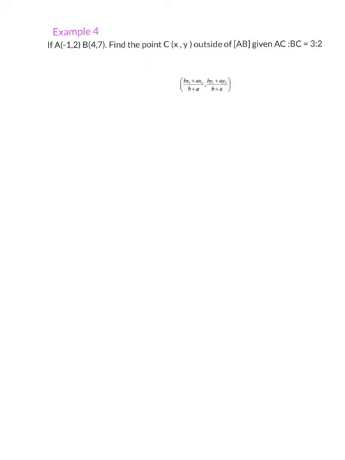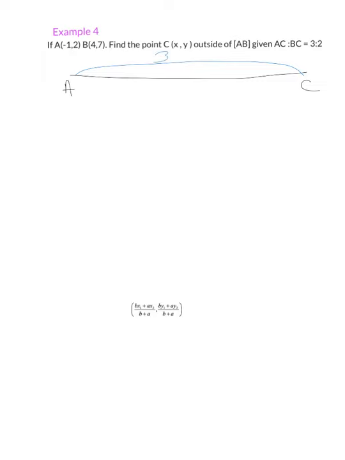Okay, so we do one more example. So then I said if A is minus 4, 2, and B is 4, 7, find the point C, X, Y outside of the line segment AB, given that AC is to BC is the ratio 3 is to 2. Okay, so we just draw out first of all what we have. Okay, so we have a line segment, they said it was AB, but they said the ratio A is to C, so that is A is to C is 3, and the ratio B, so B would be here, B is to C, which is 2.